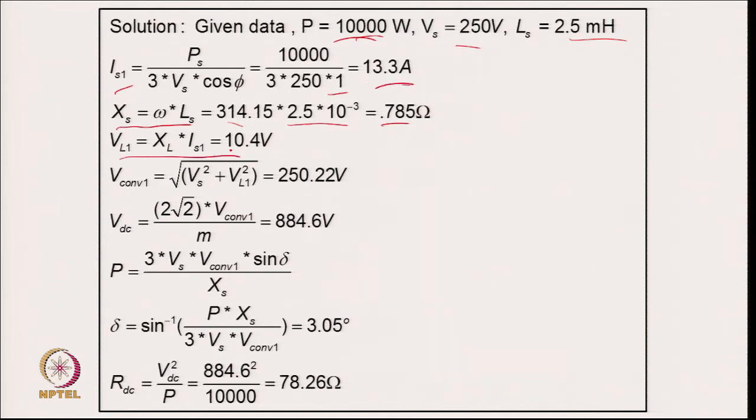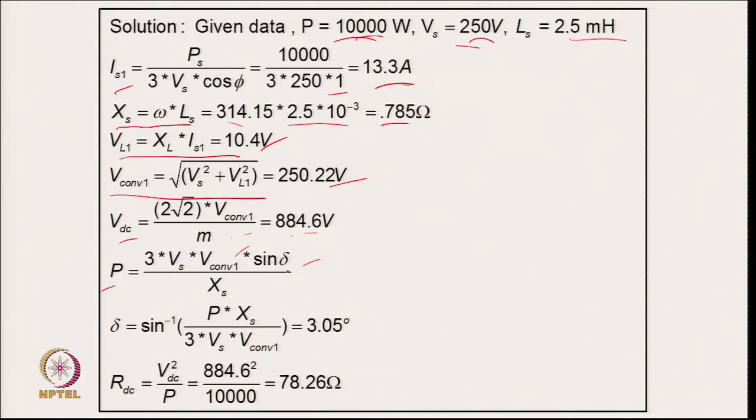You can have XL into IS1, it comes to 10.4 volt, and the converter fundamental voltage, typically from the phasor diagram, you will get the square root of VSC square plus VL1 square. So, you put the value 10 and 250, you get 250.22, that does not change much of a difference between VL1 and the converter voltage, and you can find out the DC link voltage for this fundamental converter voltage from this relation, you get 884.6 volt.